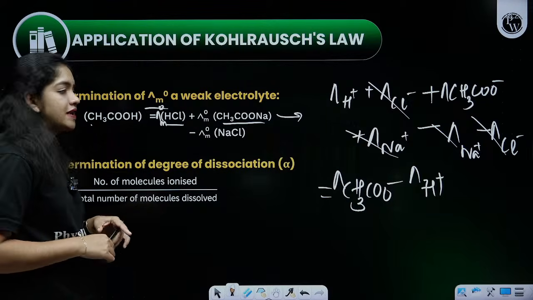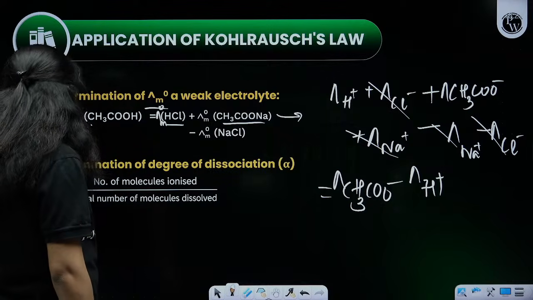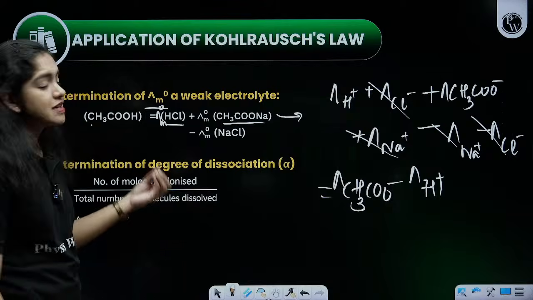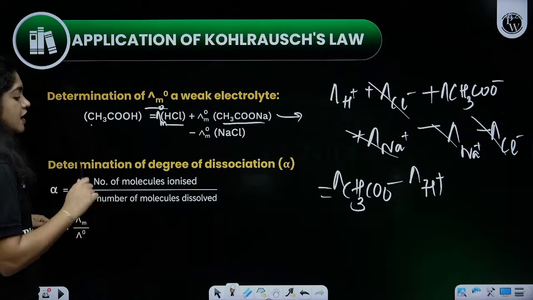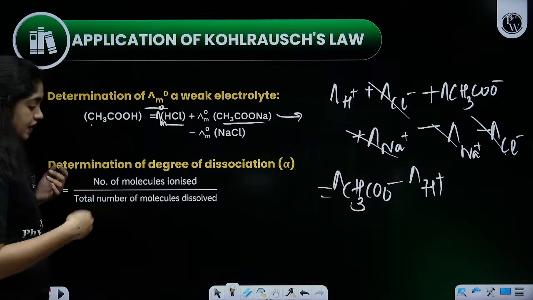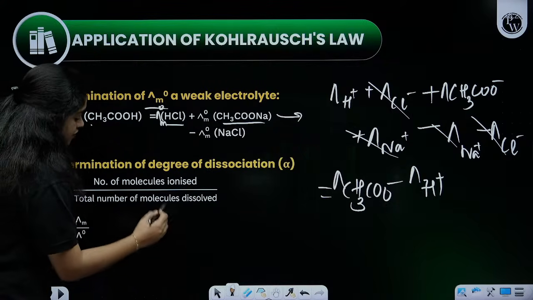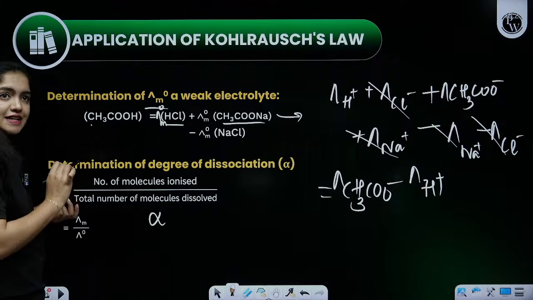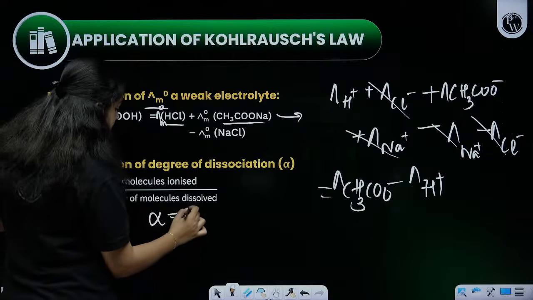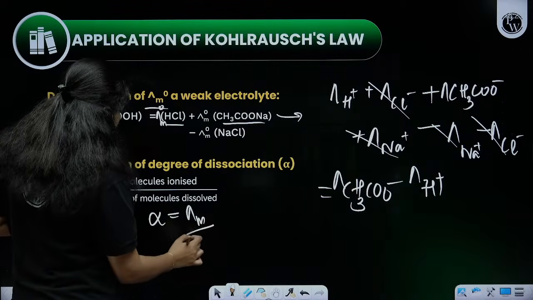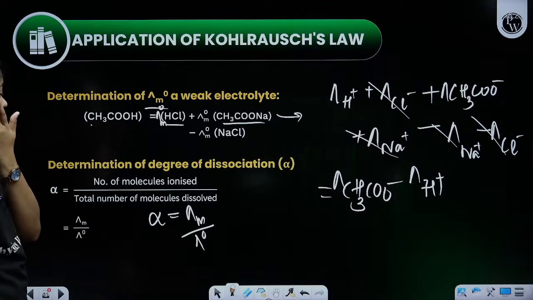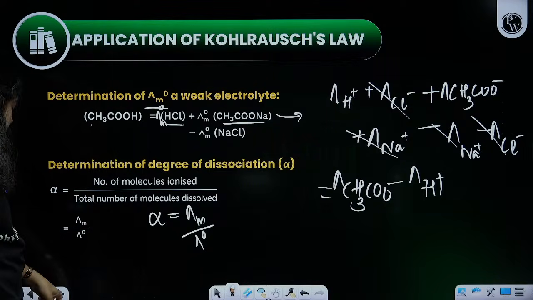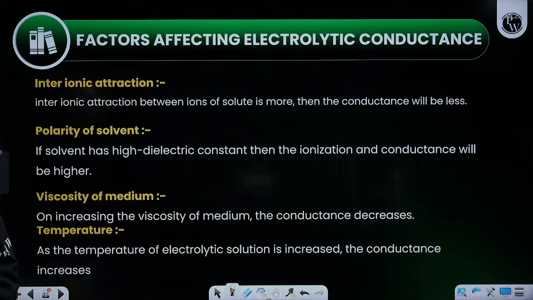Okay, done. We can go to the next topic. The degree of dissociation is given by the equation alpha equal to the number of molecules ionized divided by the total number of molecules dissolved. So alpha is the degree of dissociation that we already discussed, given by lambda m divided by lambda m0. That is the determination of the degree of dissociation.